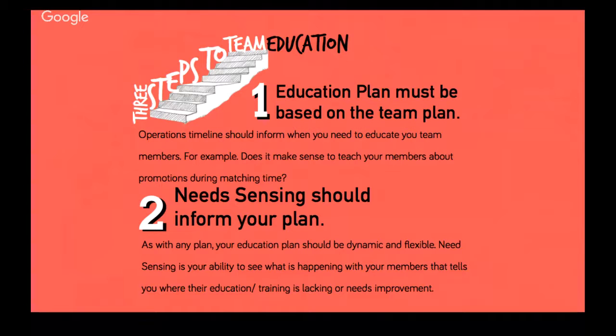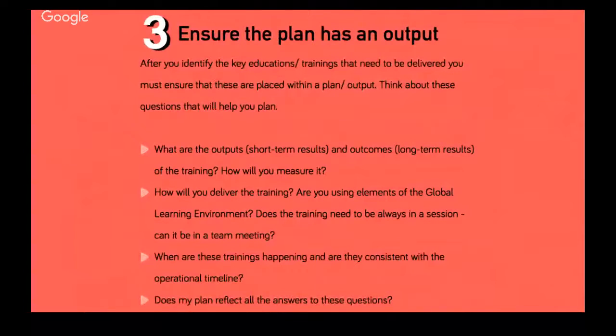And that's why it's important to go through the feedback and really analyze what kind of education and tracking they need to achieve their goals. The information that you need is inside your team. So go and ask them. And the last thing is to ensure that the plan has an output. Every single educational plan needs to have an output. Every single educational cycle, every single educational session needs to have an output.